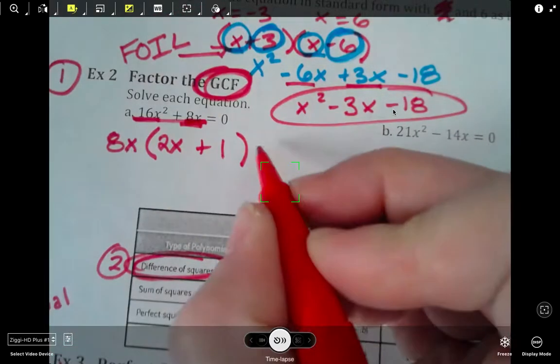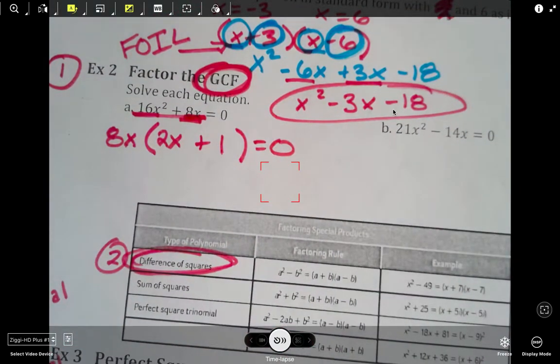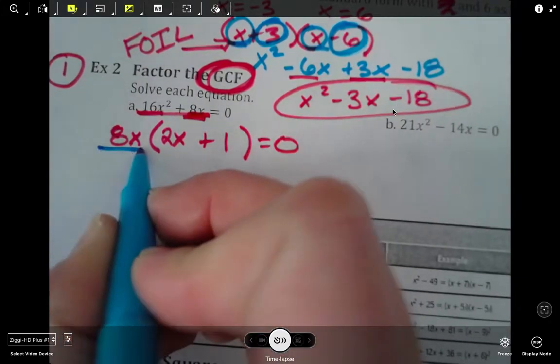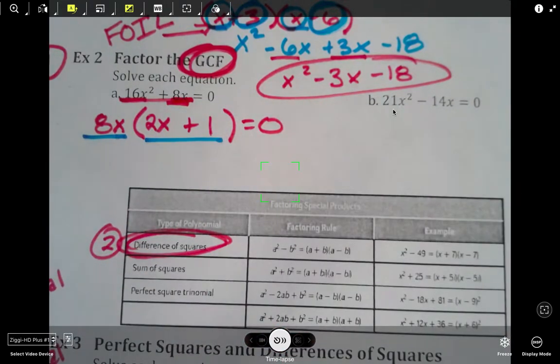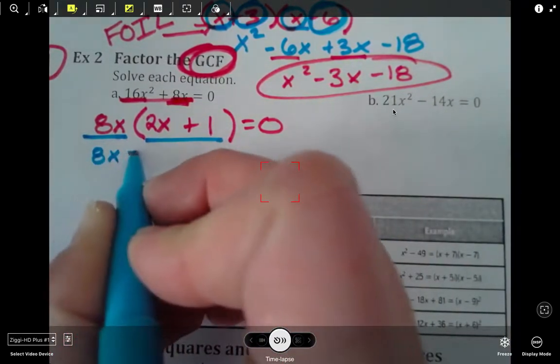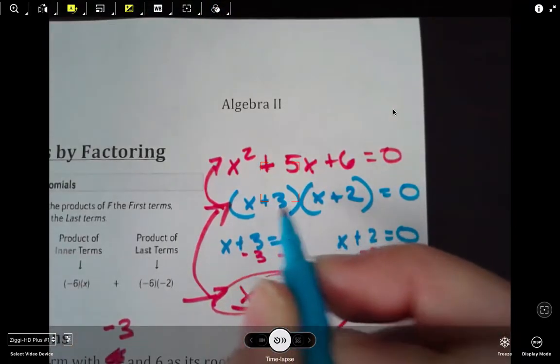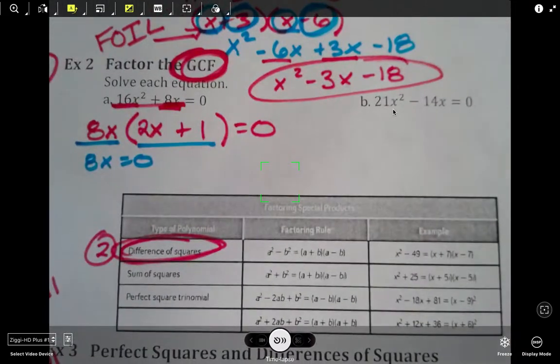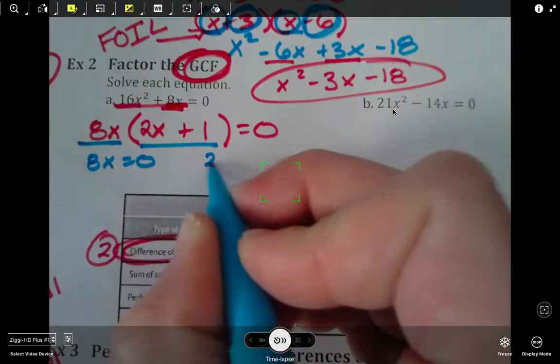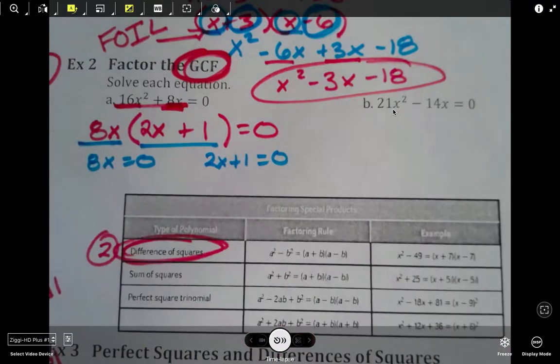All right, now, I'm almost done. I set that equal to 0. I have 2 pieces. Even though this one is not in parentheses, he's still a person, right? He's still there. And I have this guy right here. I set both of those equal to 0, just like I did up there. I set x plus 3 equal to 0, x plus 2 equal to 0. So I go down here. 8x equals 0, and 2x plus 1 equals 0.